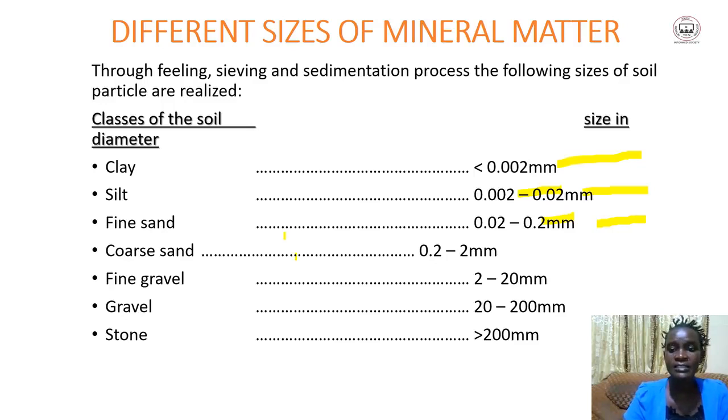Then we have coarse sand. This in terms of diameter should be 0.2 to 2 millimeters. Then we have another class which is called fine gravel. This can be 2 millimeters to 20 millimeters. Then gravel itself, in terms of diameter, a single gravel can be 20 to 200 millimeters. And lastly, we have the class of stone, which should be above 200 millimeters in diameter. So we're saying that we have different sizes of mineral matters, and those different sizes we've classified as we have already stipulated here.